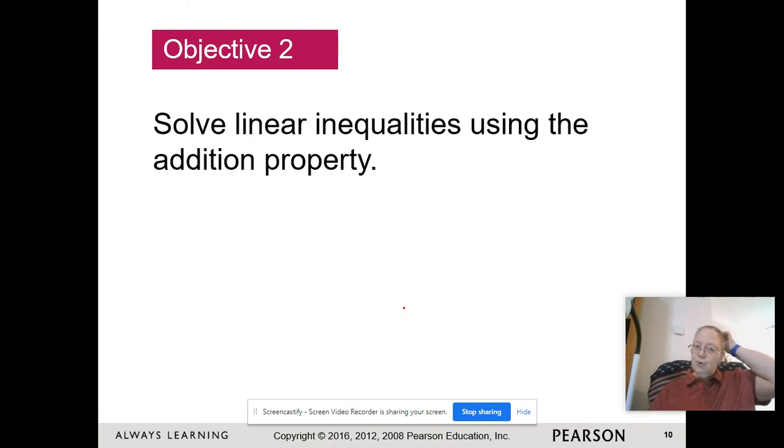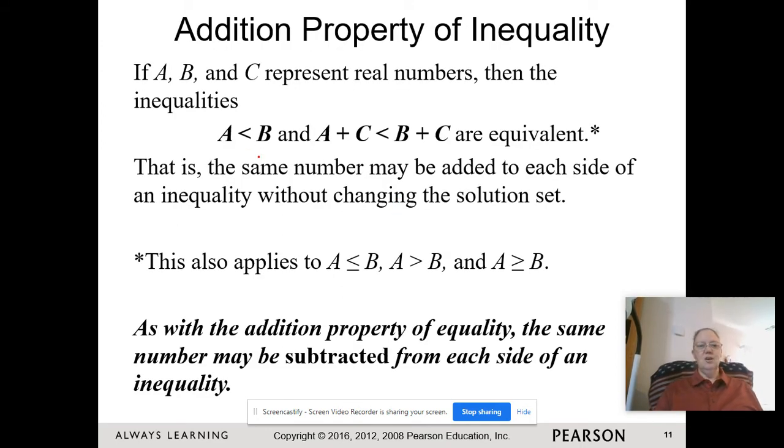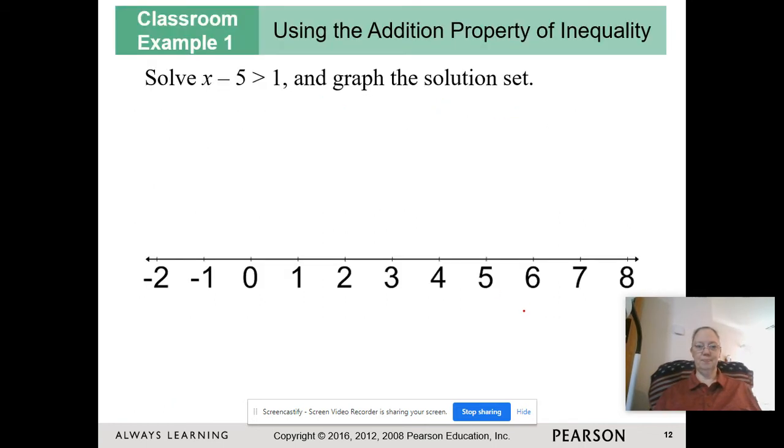All right, so what we're going to do is solve these inequalities using the addition property. With inequalities, it doesn't matter if it's less than or equal to, greater than or equal to, any of these inequality symbols, we can add a number to both sides, and it is still going to be equivalent. So this is called the addition property of inequality. And the same number may also be subtracted from each side, and they are still equivalent.